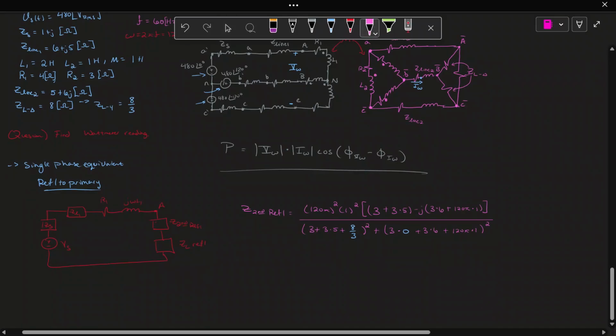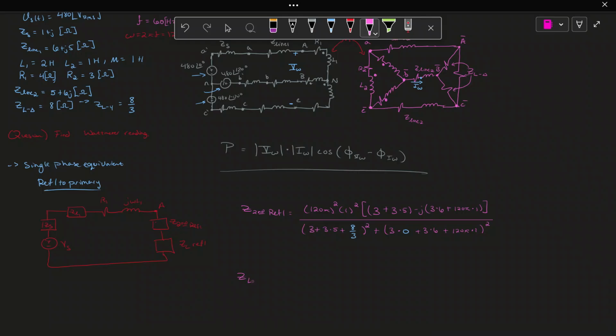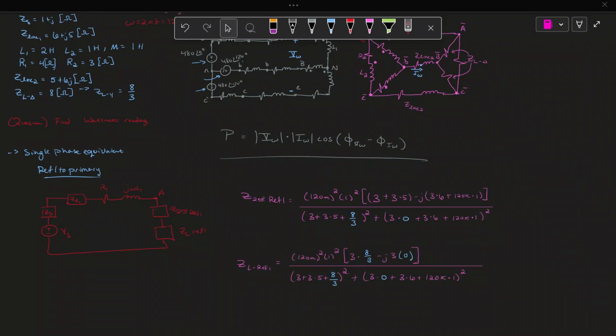And now what we need to do is solve for the load impedance reflected. All right, so if you notice, the load reflected and the secondary reflected are both the exact same, which is good for us because once you get it once, you don't have to do it over again.